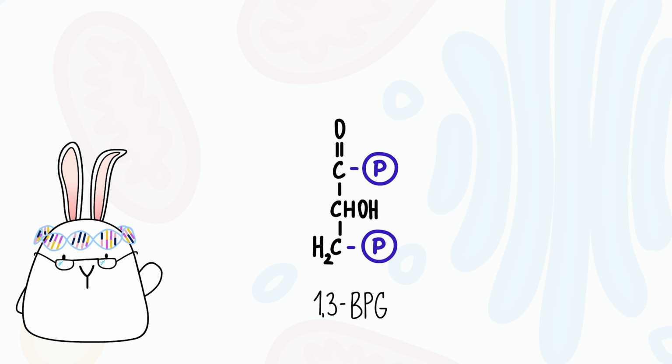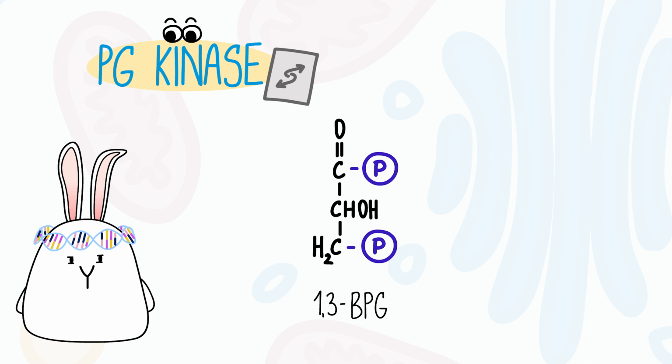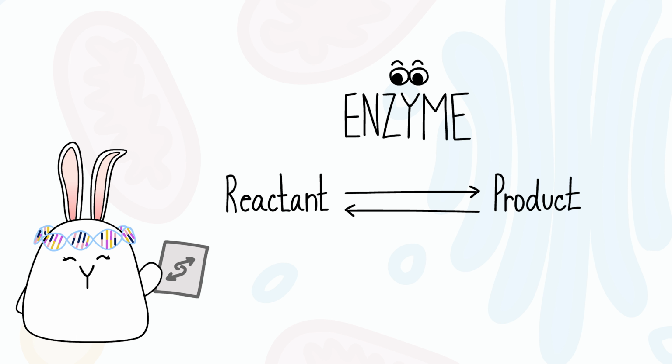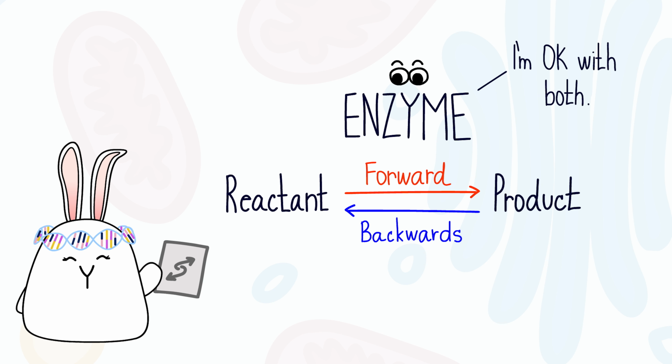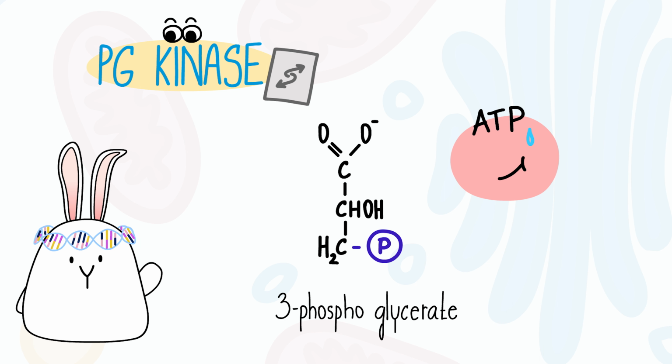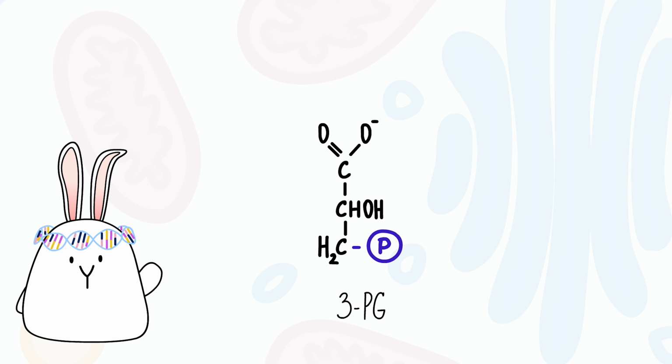Coming to the next step, we need to be cautious. PG kinase, or phosphoglycerate kinase, looks like it has no business with us whatsoever. But don't be fooled, for she is holding the Uno reverse card. Anytime you see that, it is an indication that the enzyme is named after the backwards reaction, or the reaction in the opposite direction. But it catalyzes the forward reaction as well, which in our case is taking away the phosphate group from the first carbon of our 1,3-phosphoglycerate, creating 3-phosphoglycerate.